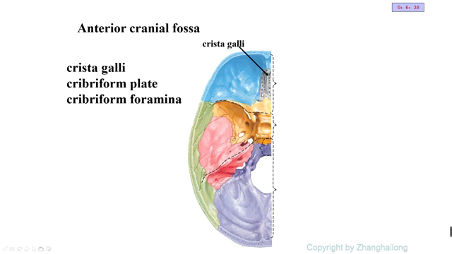And on this plate, you can see there are many foramina. They are very, very small holes. These are the cribriform foramina. Do you know what structure passes through them? The olfactory nerve. From here, it goes downwards to the nasal cavity and is distributed on the nasal mucosa. The olfactory nerve's function is to receive smell. And it goes upward and connects with your brain, transmitting the message to your brain.